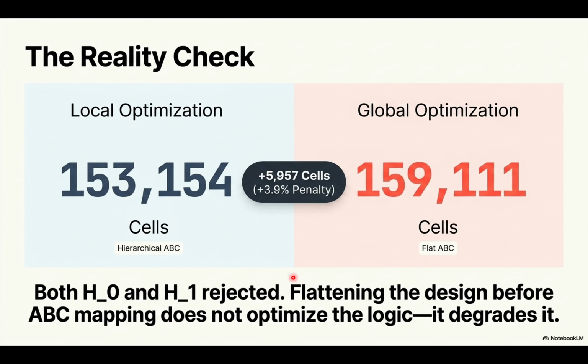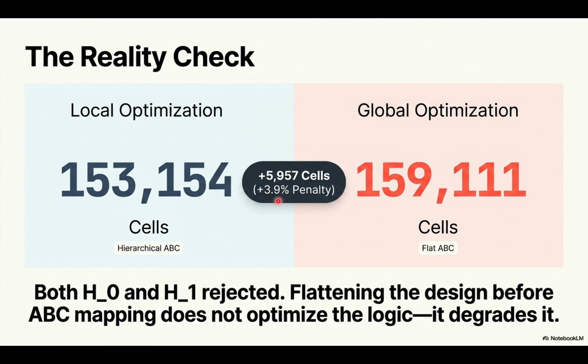And looking at the data table from the study, it finishes with a final design requiring 153,154 cells. Okay. Then they run the flat flow, feeding the algorithm the entire 66,000 cell big picture all at once. And here's the twist that shocked me. Both hypotheses were dead wrong. Both of them. Yeah. The flat run ballooned to 159,111 cells. Giving the algorithm total visibility across the entire design actually made it demonstrably less efficient. Here's where it gets really interesting. Yeah. That is an increase of 5,957 cells. A huge jump. Yeah. The hardware got 3.9% bigger just because we removed the boundaries.